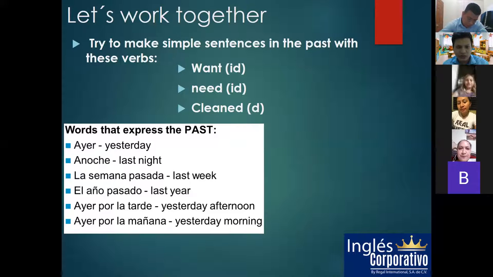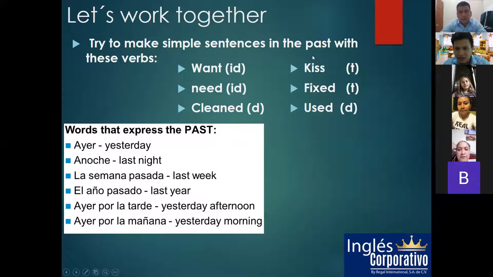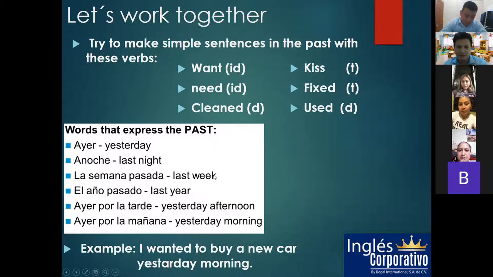Okay, what you're gonna do, you have to make sentences with these three verbs, tres oraciones. For example, in my case, okay, tres oraciones, pueden elegir de estos o de estos. Tenemos también kiss, picked, used. ¿Cómo se dice este en pasado? Used. Yeah, really nice. Thank you, Stephanie. You got it, right? Really nice. Okay, elijan tres de estos verbos, cualesquiera que ustedes quieran.